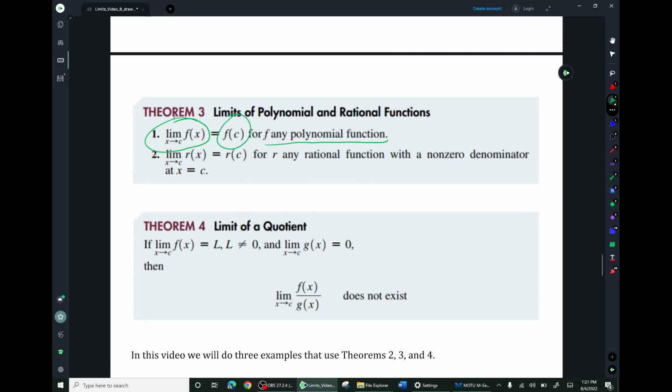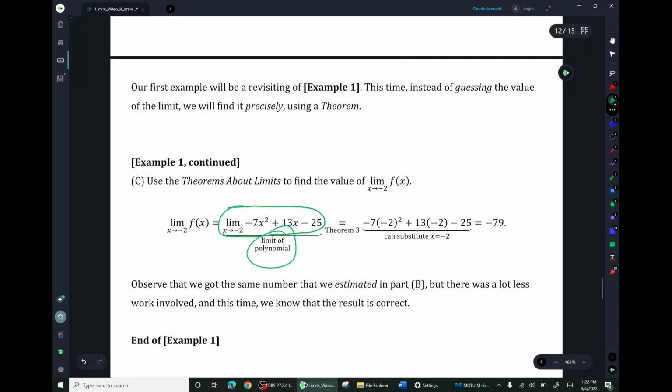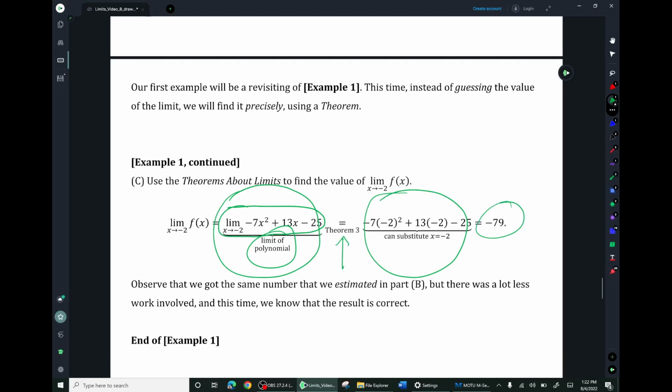So that is, you can replace this expression that involves a limit with this expression that just simply computes a y value. So in our case, we have this expression that involves a limit of a polynomial, and we can replace it with this expression, which is just the computation of a y value. We substitute in x equals -2. That means we're computing a y value. So Theorem 3 tells us that we can do that. And when we do this computation, we already know that we get the result -79. That is, we computed that y value a while ago in example 1a.